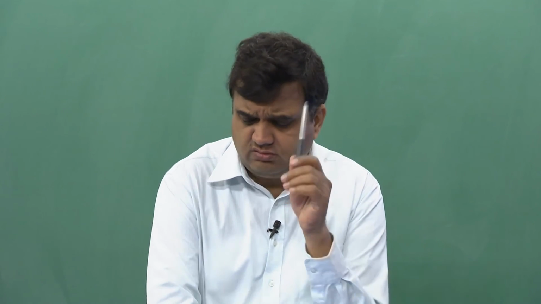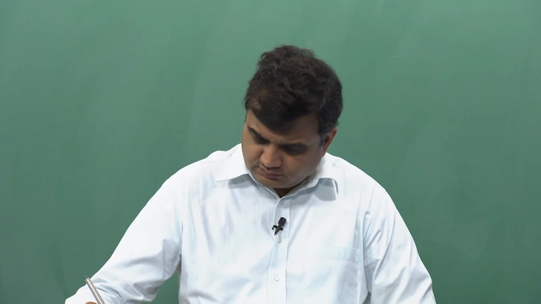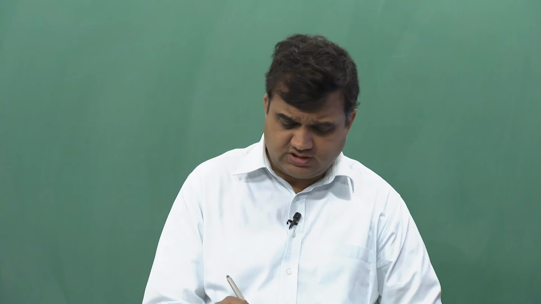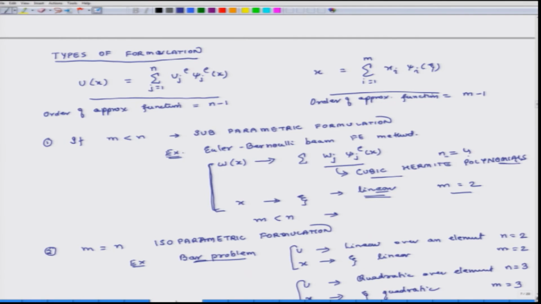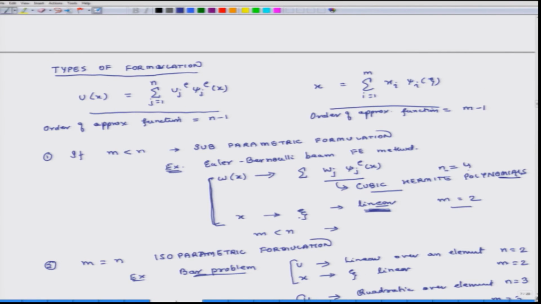Now, one thing I wanted to mention in this context is that this subparametric formulation, at least in case of this Euler-Bernoulli beam, why did we do that? See, I can have this x to zeta transformation as linear, because you have a straight element, you can map it to a straight element, no problem. But we know that W varies in a very complicated way in a beam. So, that is why we chose cubic Hermite polynomial.